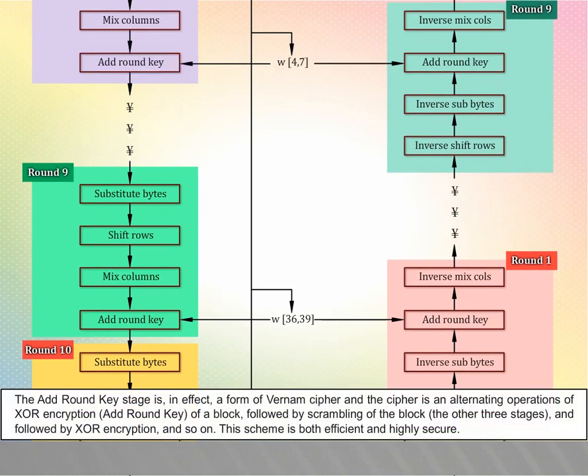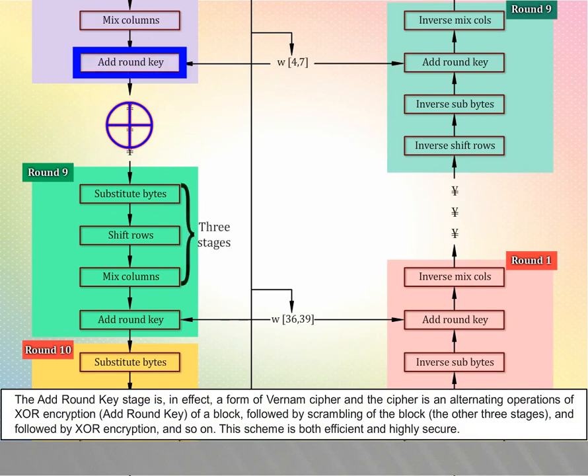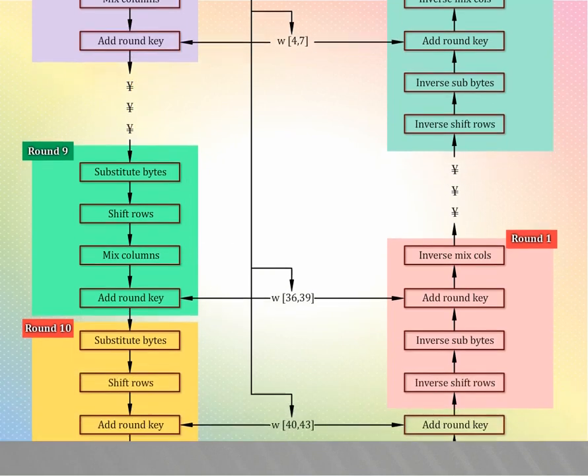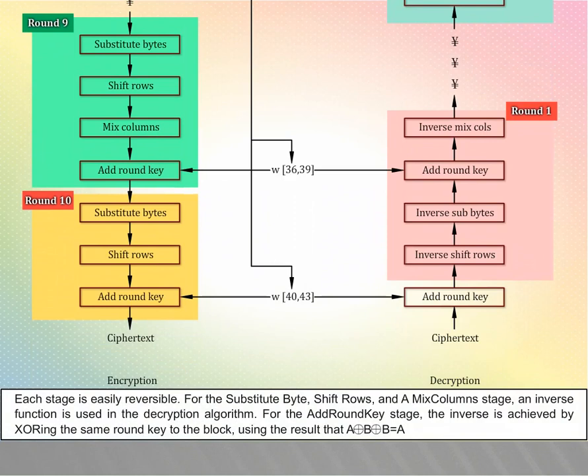The add round key stage is in effect a form of Vernam cipher, and the cipher is alternating operations of XOR encryption, that is add round key of a block, followed by scrambling of the block, that is the other 3 stages, followed by XOR encryption and so on. This scheme is both efficient and highly secure. Each stage is easily reversible.